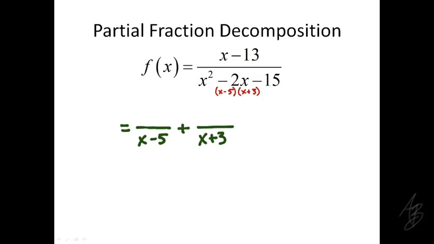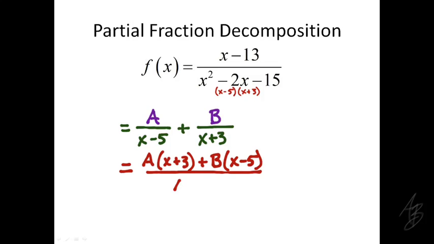And since the common denominator of these two fractions that I've started here will be x squared minus 2x minus 15, we want to figure out what our numerators will have to equal to get this x minus 13 in the numerator there. So to do that, we'll put just two variables in the numerators. We'll call them a and b. And to add these two fractions together, we would end up with this.